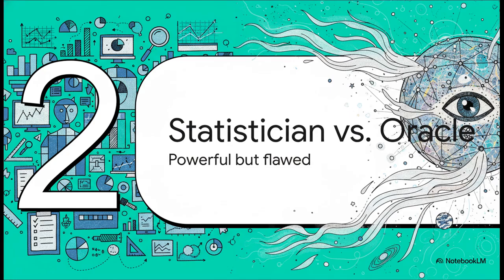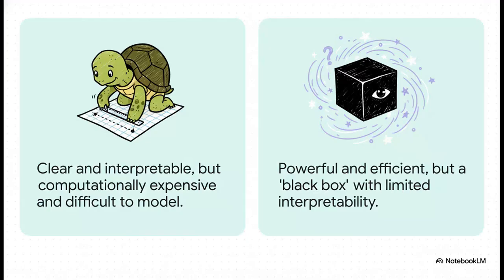So to try and get at that deeper story, scientists have basically come up with two main strategies. And it kind of helps to think of them as two different characters. You've got the meticulous statistician, and then you have the powerful but kind of mysterious AI oracle. Okay, so on one hand, you have the statistician. This method is super careful, it's precise, we can understand it completely, we know exactly what it's measuring every step of the way. The downside, it is brutally slow.